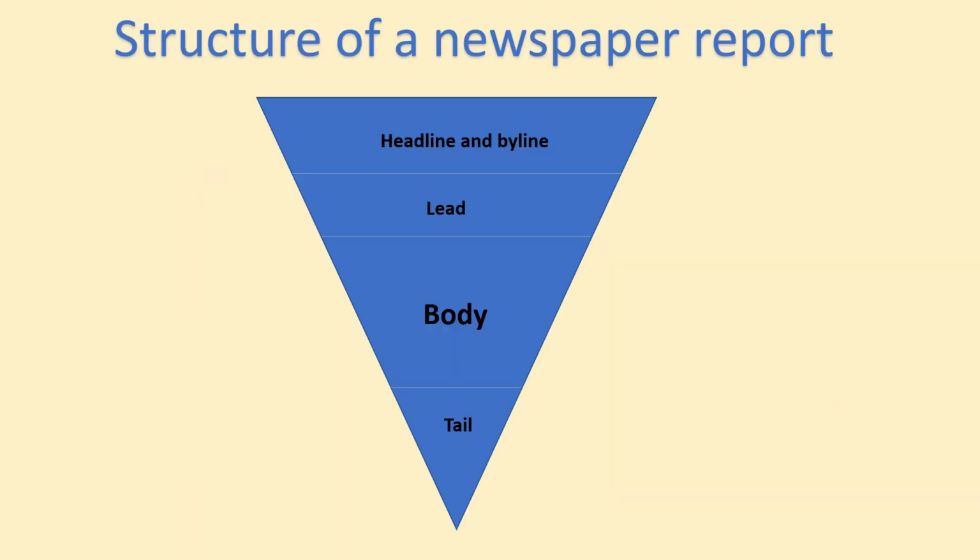So now let's look through the structure of a newspaper report. We have at the top the headline and byline, the lead, the body, and the tail. And as you can see, the body, there's a lot of space over here, so that shows how important the body is, and the bulk of your writing will go in the body.